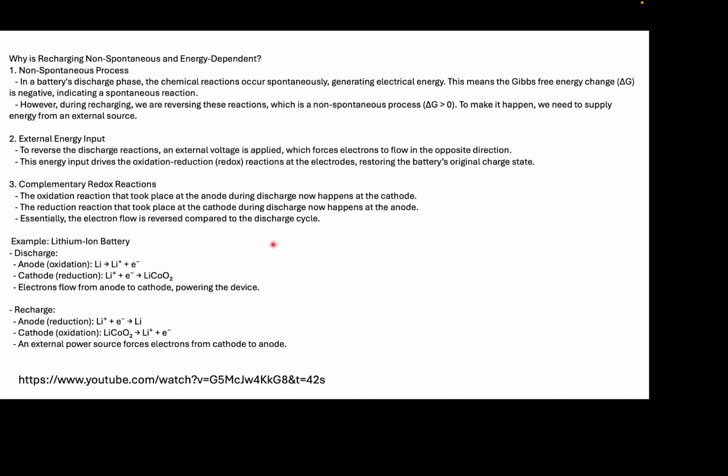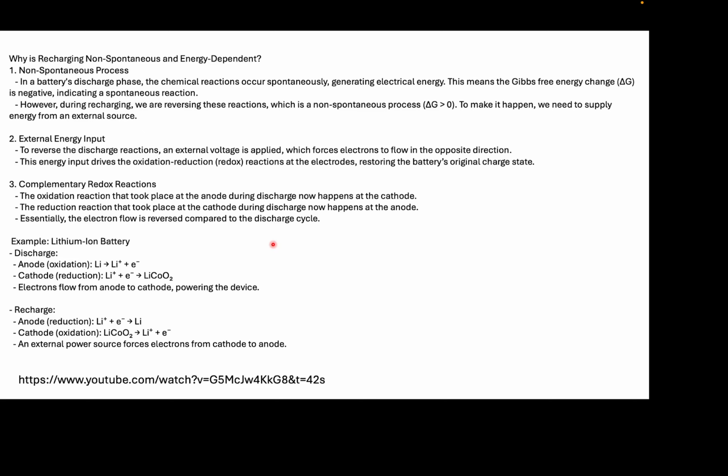That is, delta G will be positive, or the free energy change will be positive. To make it happen, we need to supply energy from an external source, because it is not happening on its own. We need to supply energy from the outside. Second, external energy input. To reverse the discharge reactions, and here what do we mean by reversing the discharge reactions?